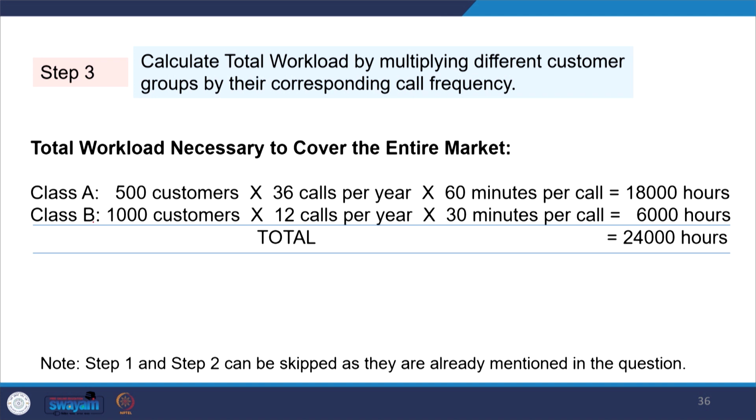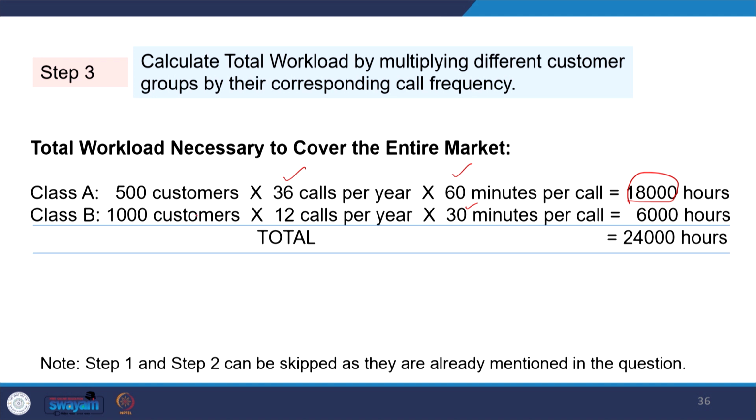So, class A and B, because the third class was being taken up by the telemarketing executives. So, you had 500 clients and 1000 clients, right. They require 36 calls, the large ones, and the small ones required 12, and each call was 60 minutes here and here 30 minutes, right. So, if I multiply 500 into 36 calls into 1 hour, it comes to 18,000 hours in total, right.